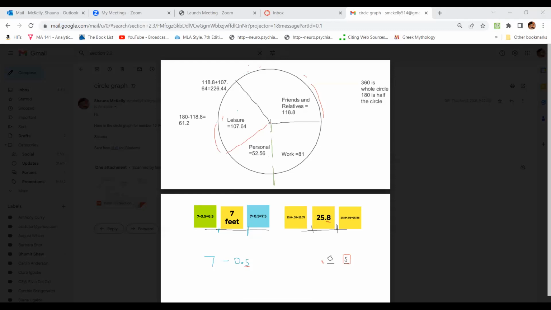So I had friends and relatives was 118.8 degrees. Leisure was 107.64. Personal was 52.56, and this was your 90. Work was your 81 out of the total. Okay, so this is roughly what your graph looks like. I think she changed a few of the percentages roughly, but it should look something like that.